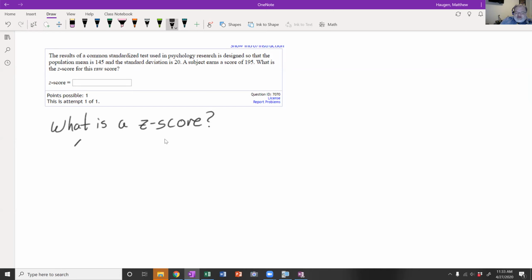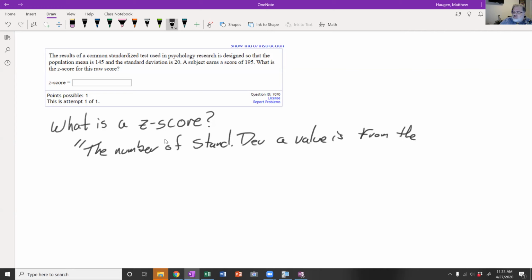So real quick, I know you guys have to go. What is a z-score? A z-score is the number of standard deviations a value is from the mean.